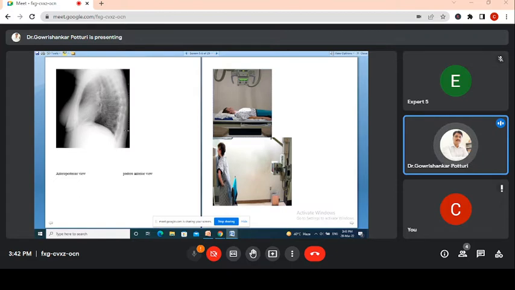Suppose the cassette is on the anterior side of your body, it is PA view, that is, posterior anterior view. If the cassette is on the posterior side of the body, it is AP view. So wherever the cassette is being placed, the X-ray view will change.